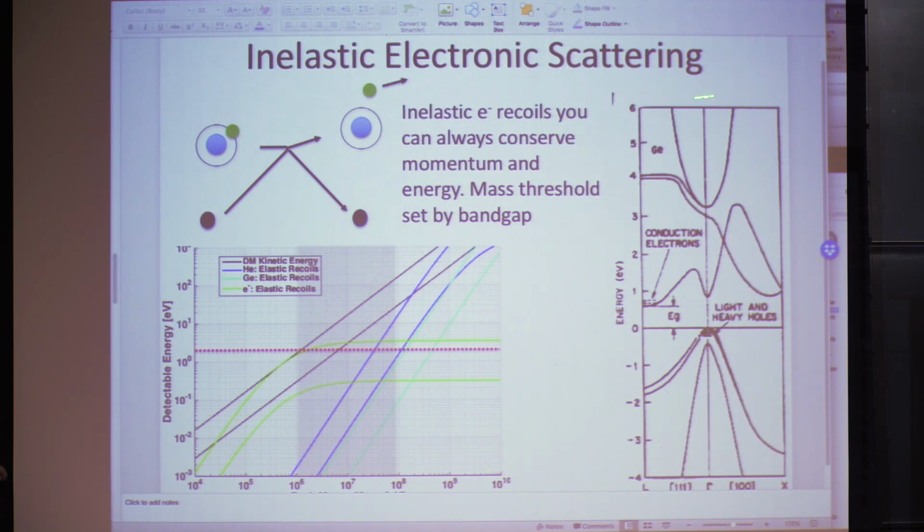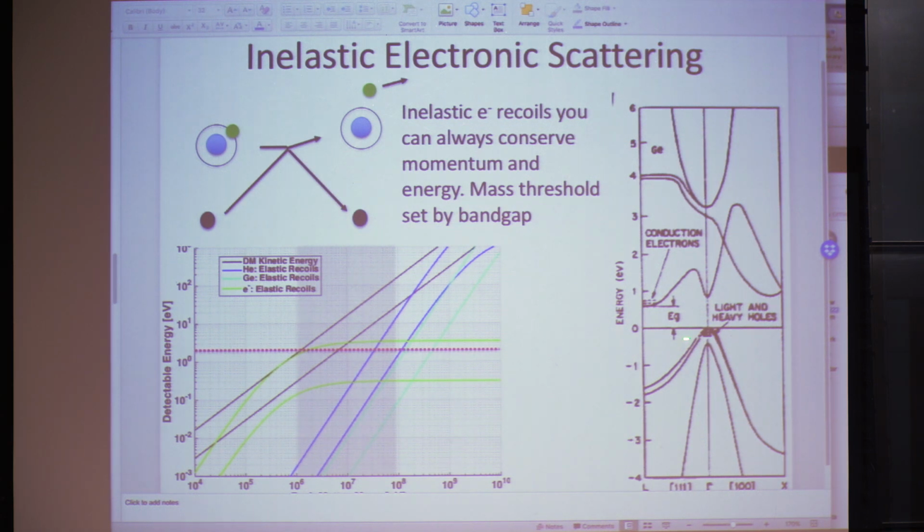So here, this is actually a band diagram for germanium. So what we can do is take a bunch of particles here, and we bring dark matter in, and it scatters off of it. It kicks an electron from the valence band up into the conduction band, and we can conserve momentum. We conserve k and energy in that process. So the threshold of this process is going to be set by the band gap.